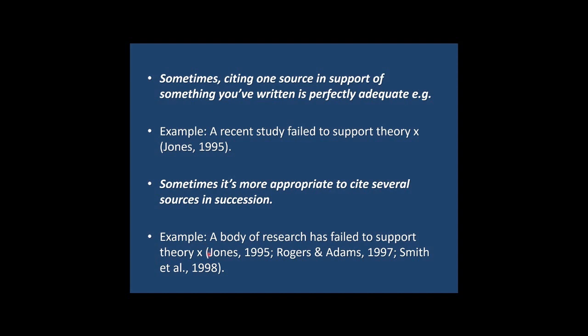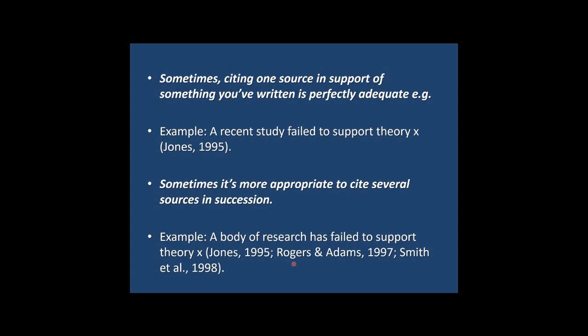So you open brackets, you start with the author or authors of the first paper, surname only of course because we're dealing with citations here, put a comma, then a space, and then the date of the first publication. What you then do is use a semicolon to indicate that you've moved from the first citation to the second citation.